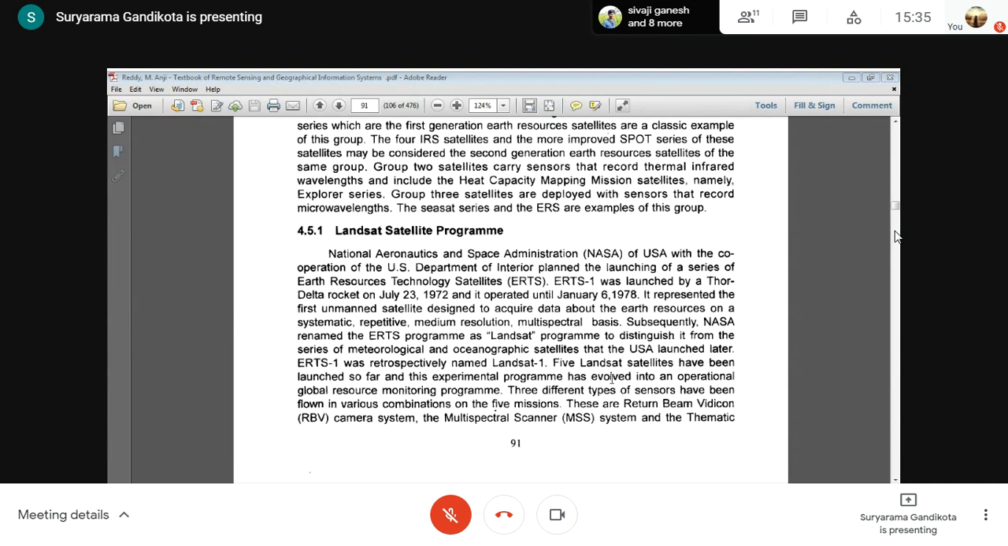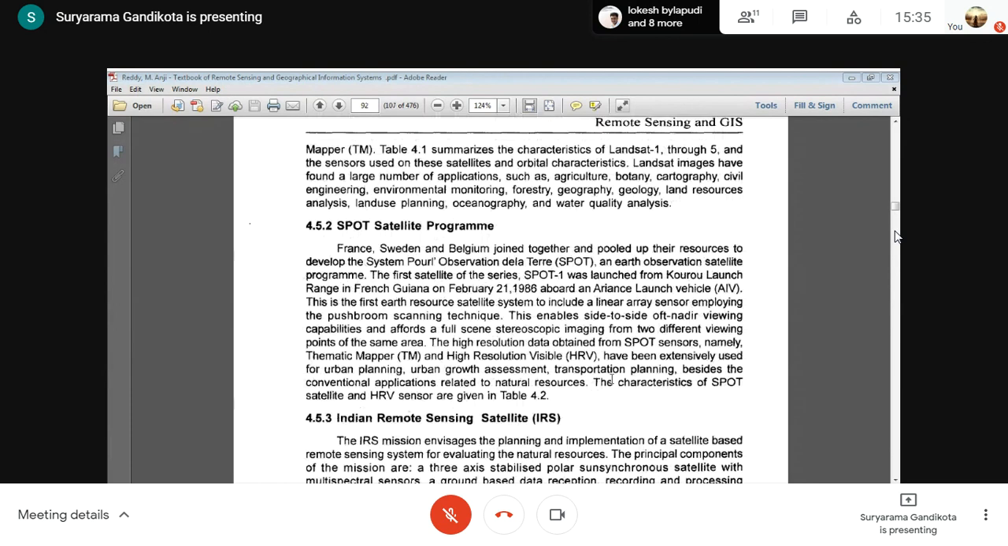Five Landsat satellites have been launched so far, and this experimental program has evolved into an operational global resource monitoring program. Three different types of sensors have been flown in various combinations on the 5 missions. These are the Return Beam Vidicon, that is the RBV camera system, the multispectral scanner system, and the thematic mapper.